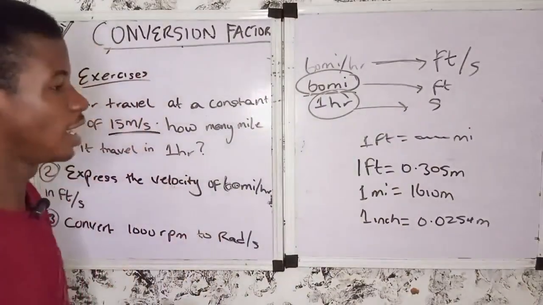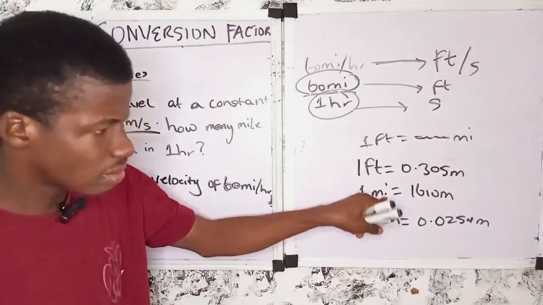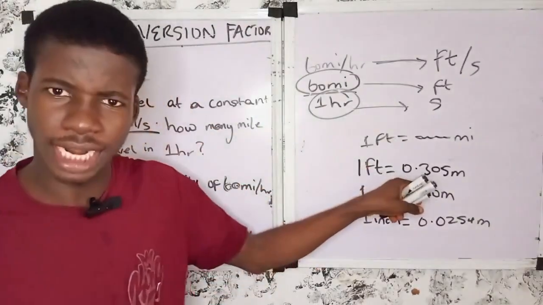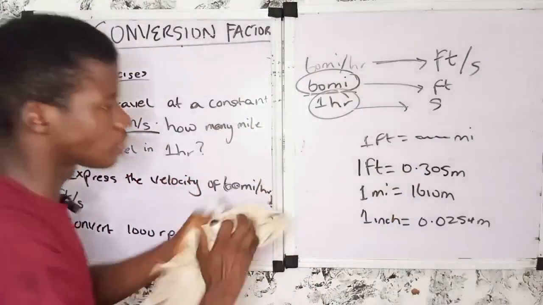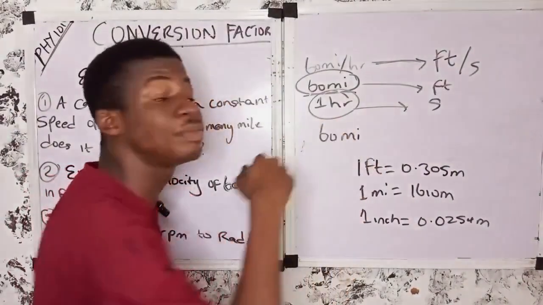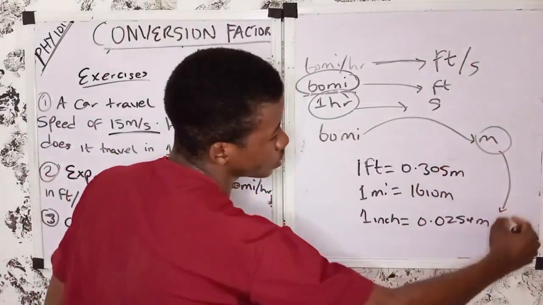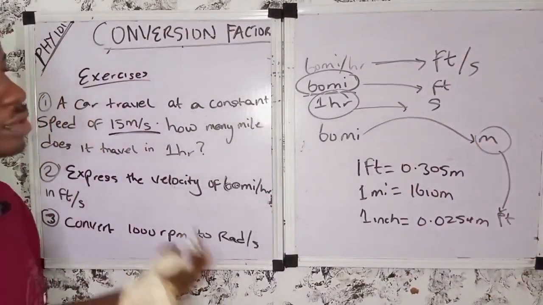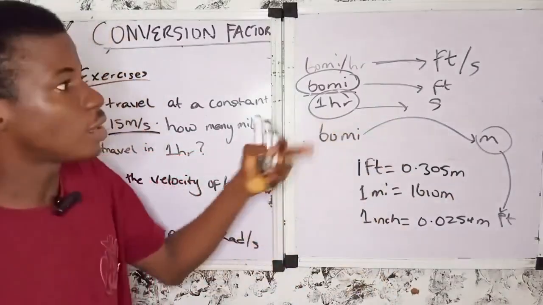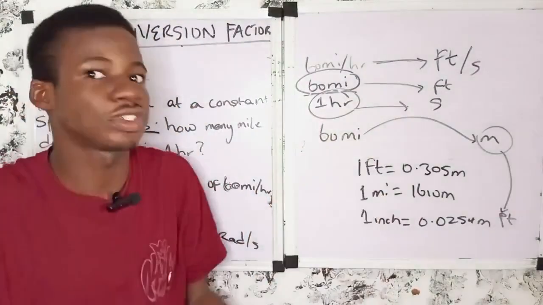If you look at the board, I provided mile with meter, right? And I also provided foot with meter, right? What comes into your mind? We need to convert this 60 mile first to meter, then from this meter, we convert to foot. So that's what we are going to do. At first, we need to convert from mile to meter, because if we have to convert from mile to foot directly, I think it will be quite difficult because we don't know the conversion factor for that one.